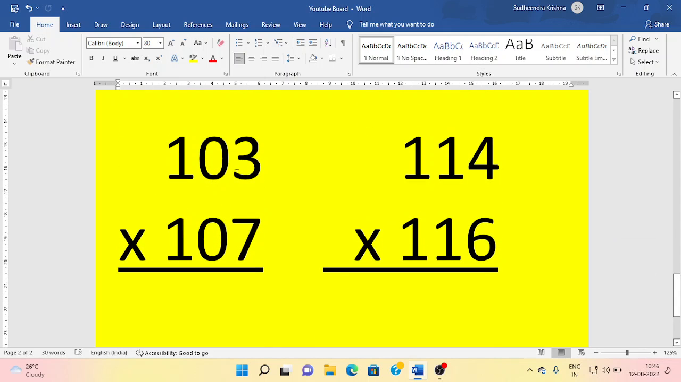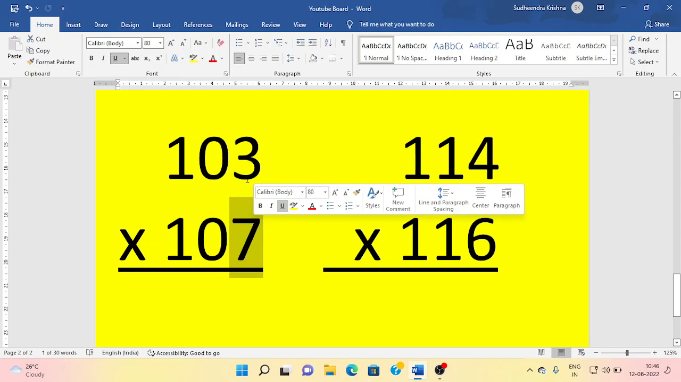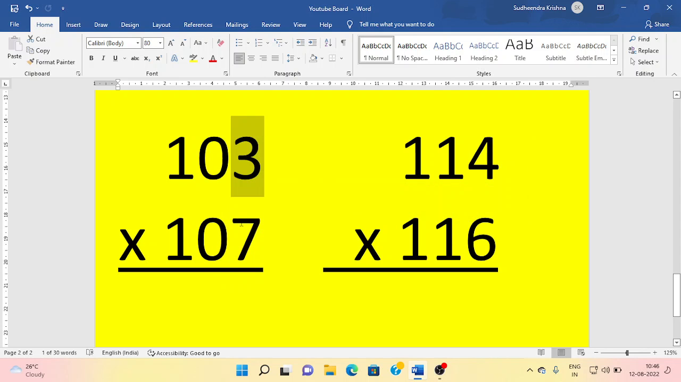Now let us take another number, 103 into 107. If you see the unit digits, in 103 you have 3 in the units place, and in 107 you have 7 in the units place. If you add the units digits of both the numbers, you will get 10. The digit on the left side of 3 is 10, and the digit on the left side of 7 is 10. So both are the same, so you can apply the same method.